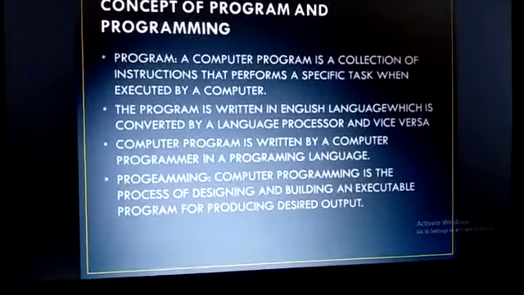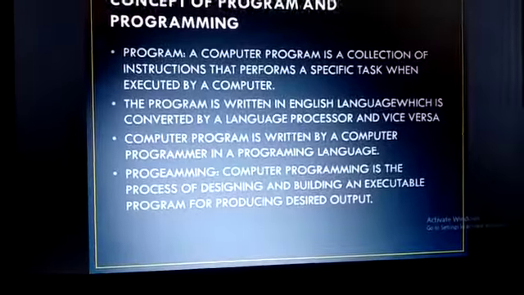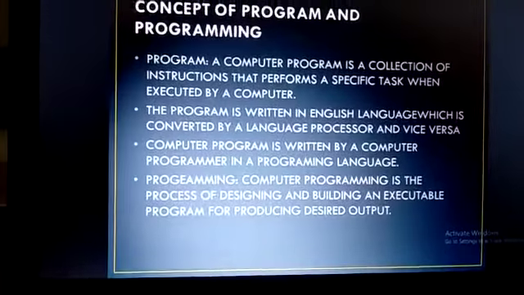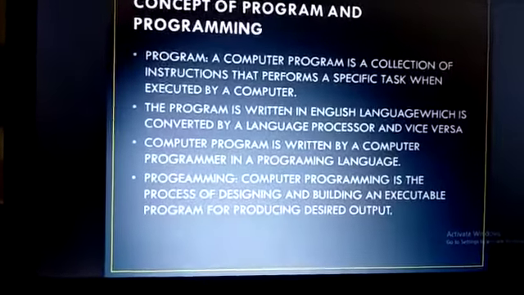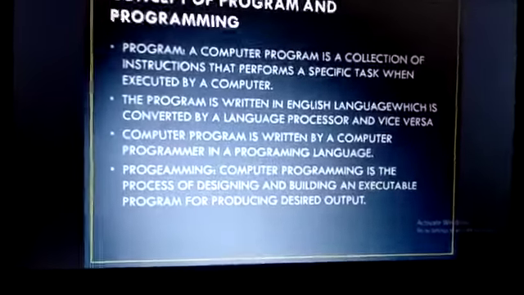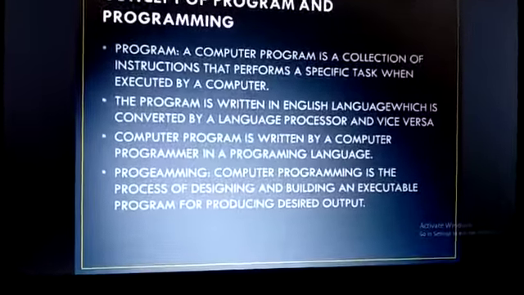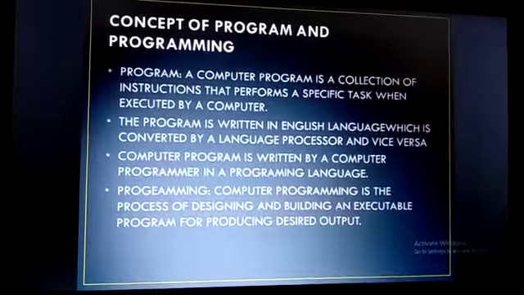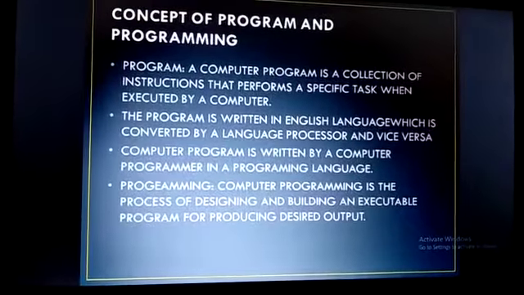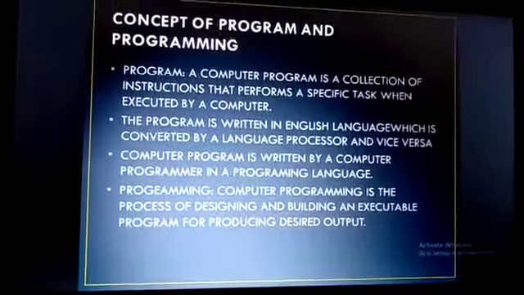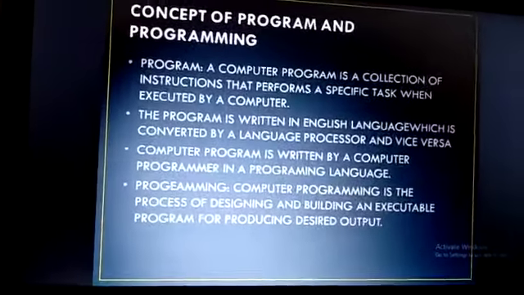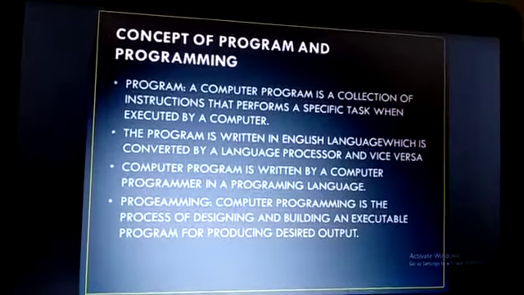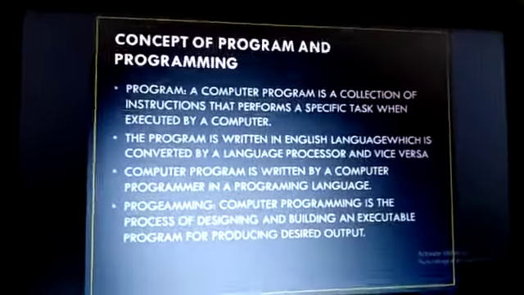Okay, so next, a computer program is written by a computer programmer. So who writes the program? The computer programmers write the computer program by using a programming language. So what is programming? Computer programming is the process of designing and building an executable program for producing a desired output. So what is programming? Programming is the process to write the program, or the way in which we want to give the instructions to the computer. That is our programming.